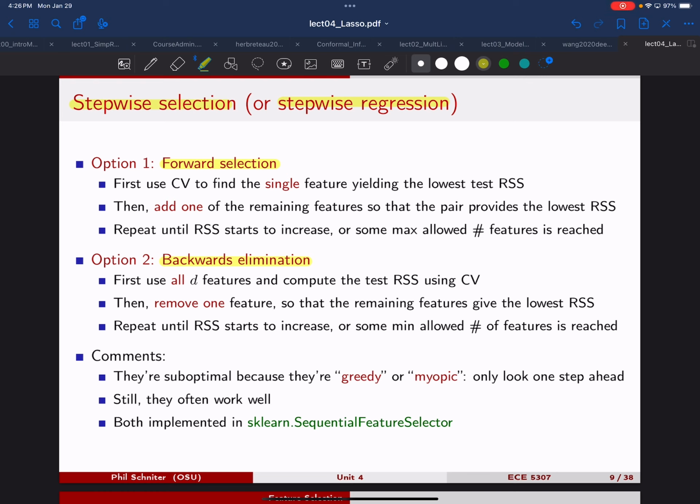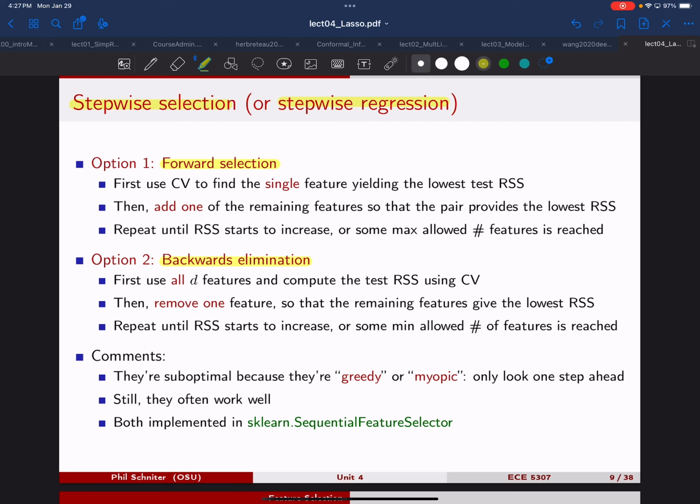And you can go until there's no more features left, but usually you stop a little early, because what you see is, when you use one feature, you're not going to get great performance. When you use two features, performance starts to get better. Your RSS starts to go down. 3 features, maybe it goes down again and again and again. But at some point, you're using too many features and your RSS starts to climb. And so when you start to see it climb, okay, I've gone too far. Now I'm using too many features, and you just stop there. Okay, so that's the forward selection.